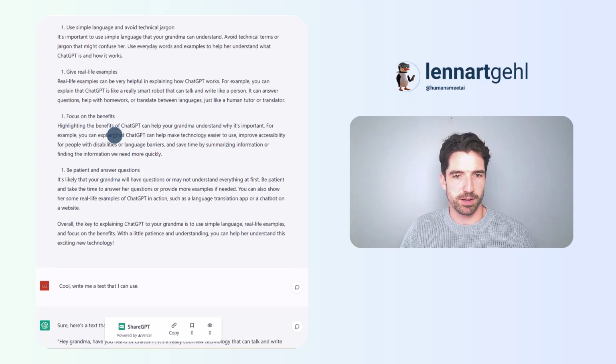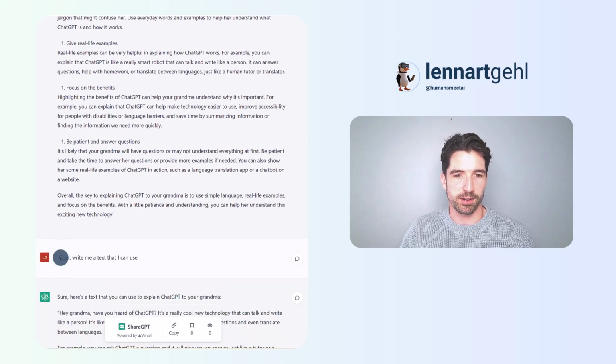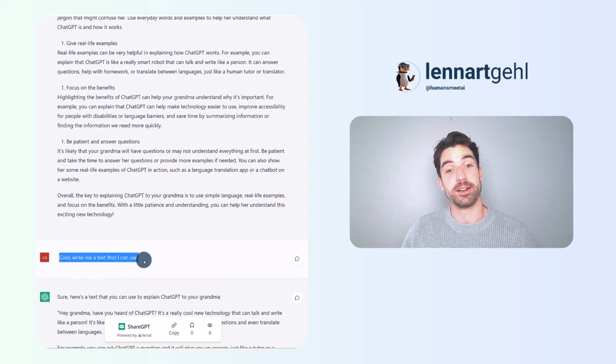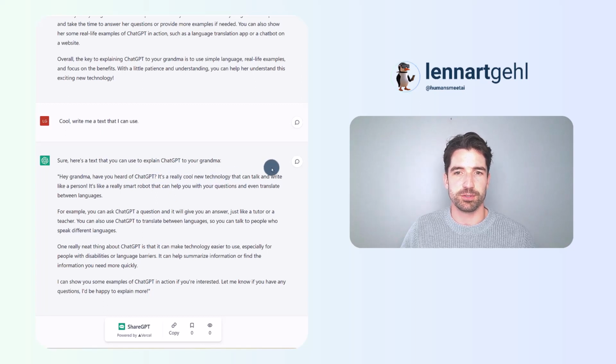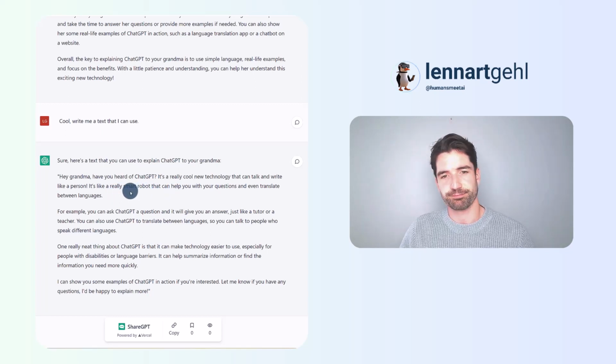Okay, cool. Yeah, but okay, cool. I wanted an idea of what the text could look like. So I asked ChatGPT, and this is what it said could be good for my grandma. Hey grandma, have you heard of ChatGPT? It's really cool new technology that can talk and write like a person. It's like a really smart robot that can help you with your questions and even translate between languages.